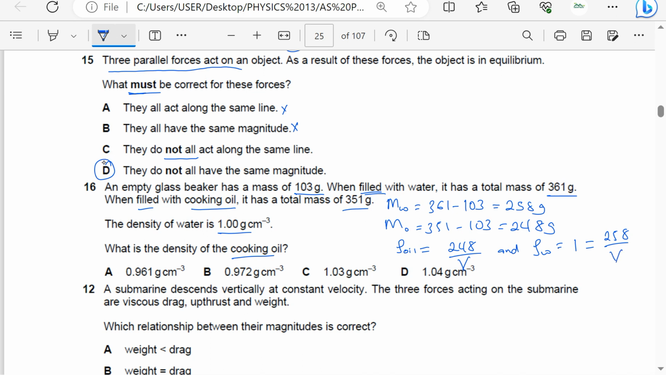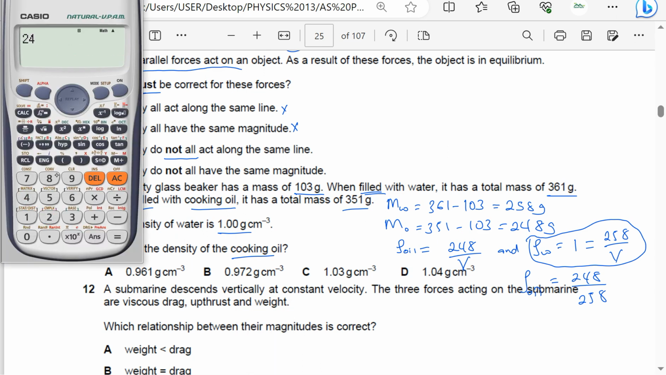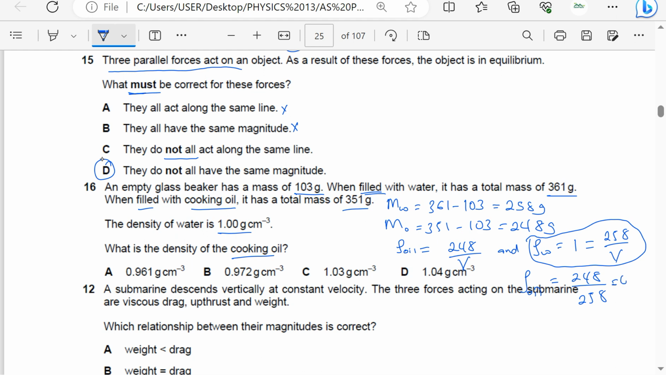So this is divided by the volume V. So where there is V, I will just put 285 centimeters cubed. So it means the density of oil is simply going to be 248 divided by V. From this expression here, V is going to be equal to 258. So I'll just press my calculator: 248 divided by 258. So my answer is 0.961. So density is 0.961. So the answer is A.